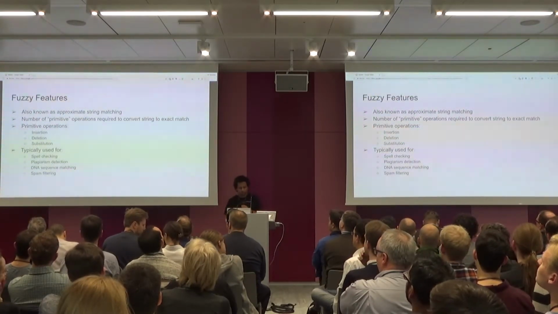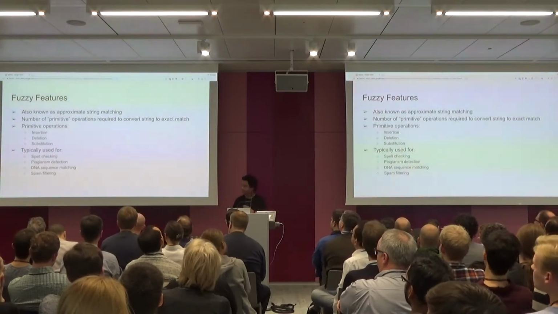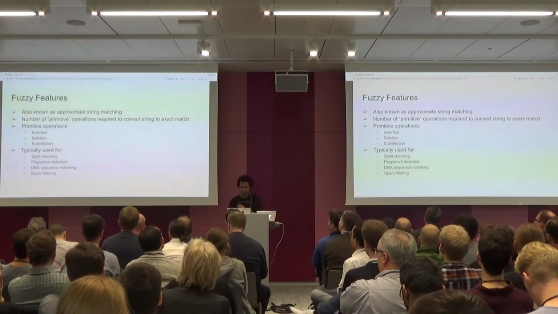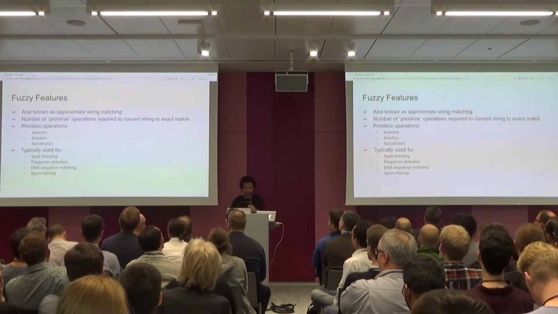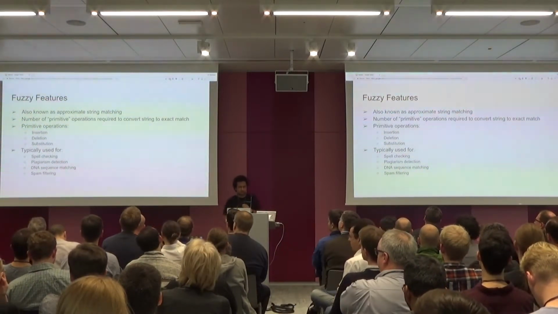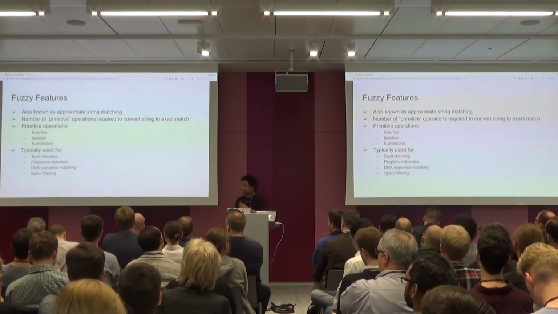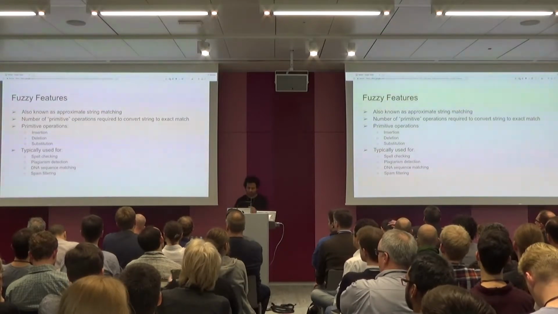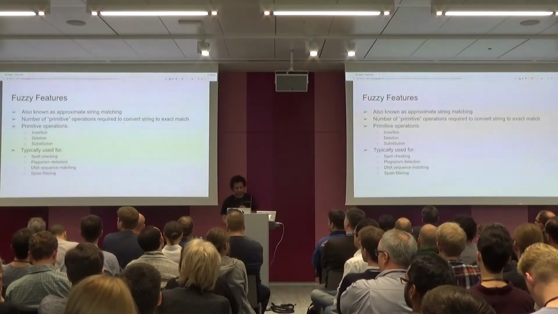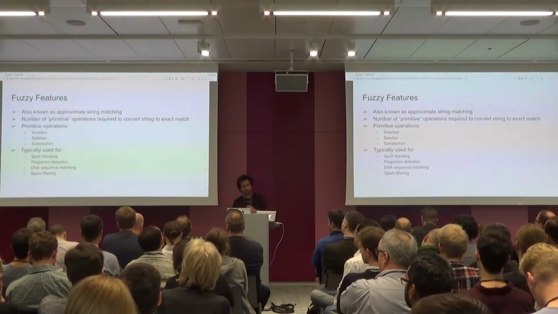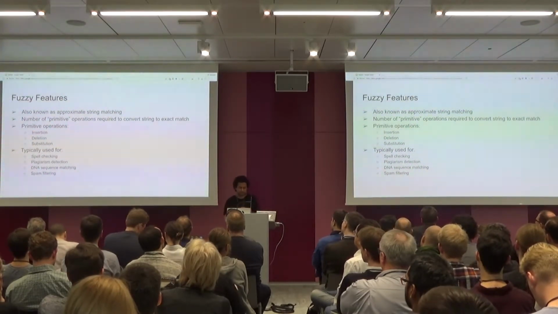And the approximate fuzzy features. If you want to know more about it, it's called approximate string matching. The closeness of a match is often measured in terms of edit distance. You can have insertion, deletion. These are the primitive operations: to insert a new character at a given position, to delete a particular character, and to substitute or replace a character with a new one.